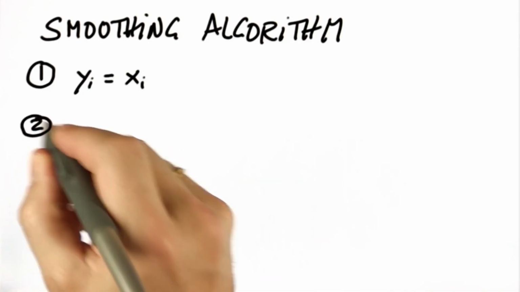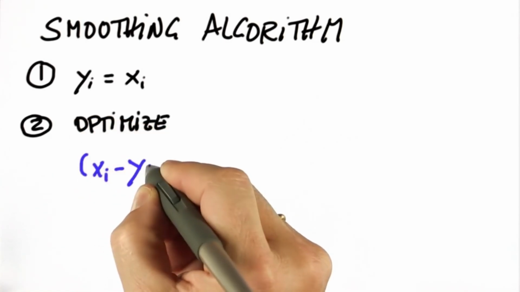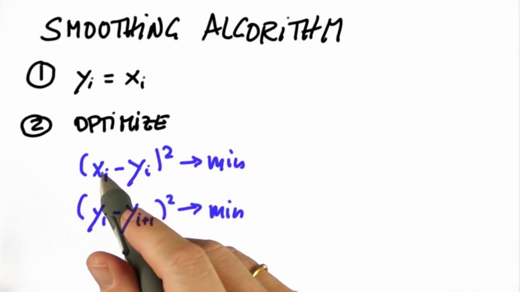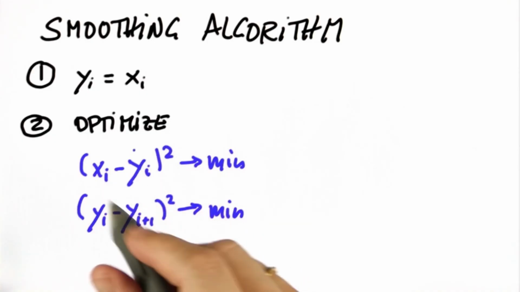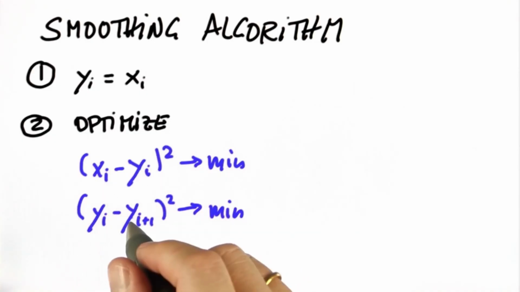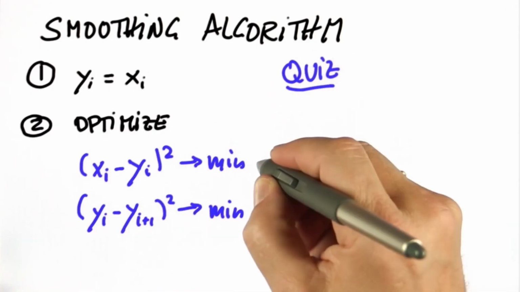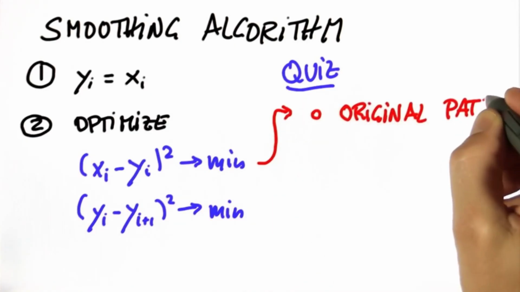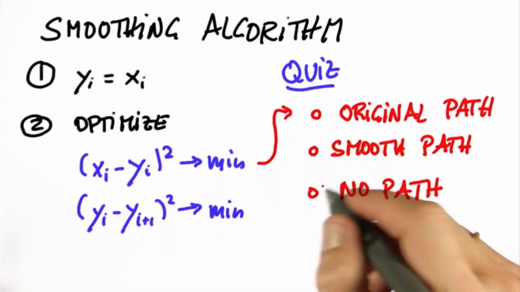And then we optimize two criteria. The first is we're minimizing this expression over here, and the second looks as follows. So in the first sum, we minimize the error of the ith original point with the ith smooth point. In the second, we minimize the distance between consecutive smooth points, both to the square. So here's a little quiz. If we only apply the first criterion, so forget about the second one, will we get the original path, a smooth path, or no path? Please check exactly one of those boxes.